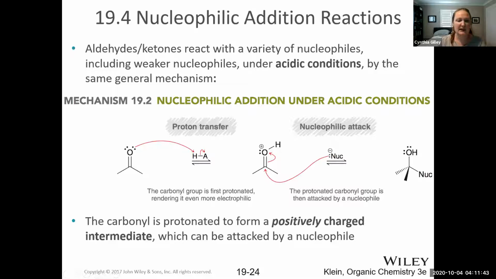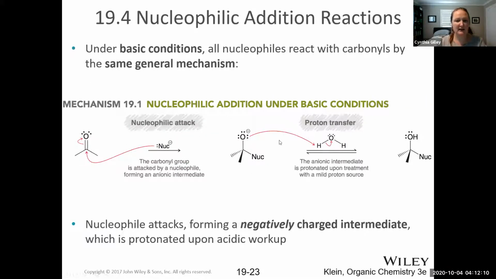Notice that the intermediate has a positive charge and not a negative charge. This is something I want you guys to start picking up on in this mechanism and subsequent mechanisms that we learn in this chapter and future chapters. When we have a mechanism under acidic conditions, it's common that intermediates might have a formal positive charge or might be neutral. Under basic conditions, if we look at the previous slide, our intermediates are likely to be negatively charged or neutral.